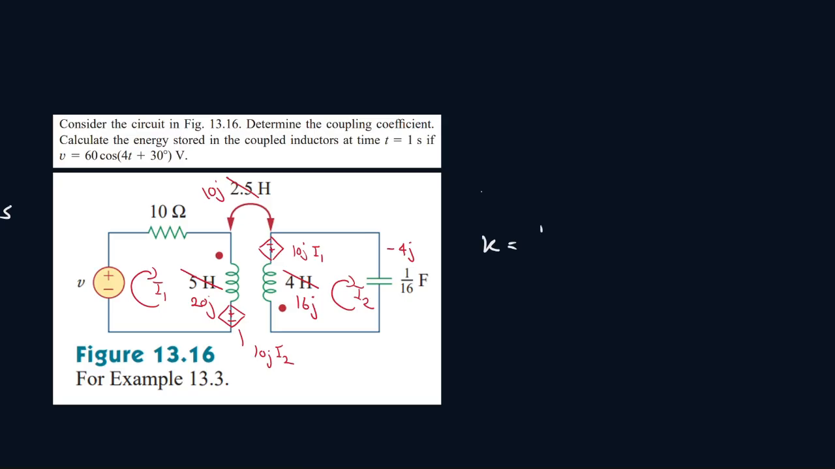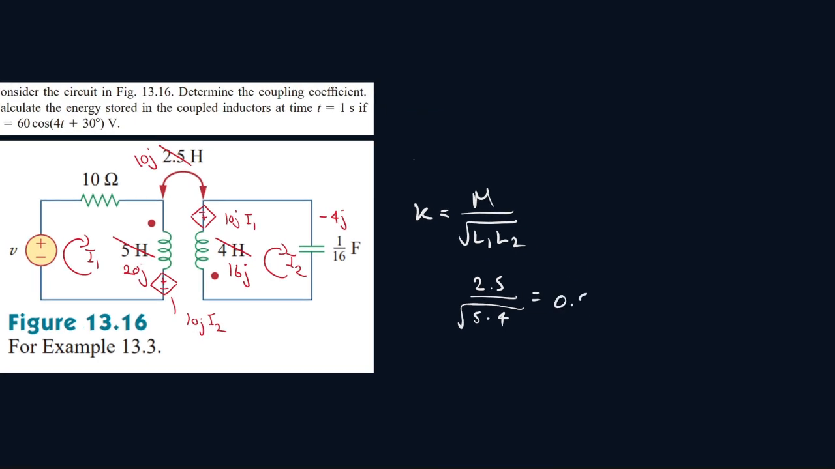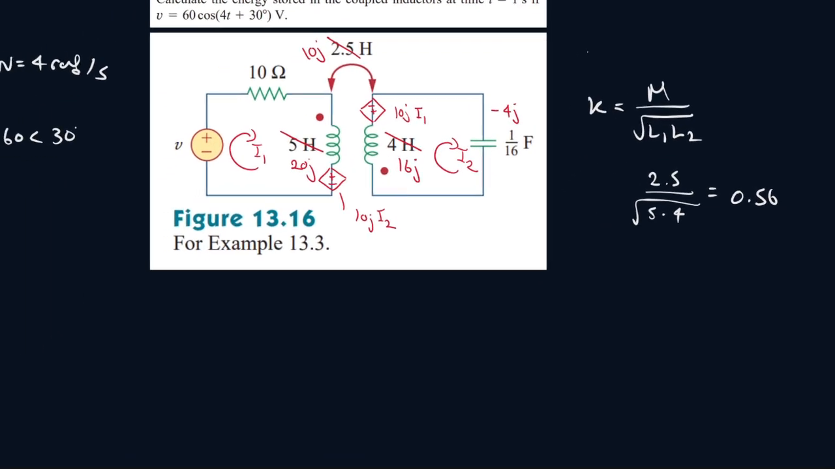Okay, so first thing, we have to find the coupling coefficient, which is pretty easy. It's the mutual inductance all over the square root of L1 times L2, so it's 2.5 all over the square root of 5 times 4, which is 0.56, and it's unitless.